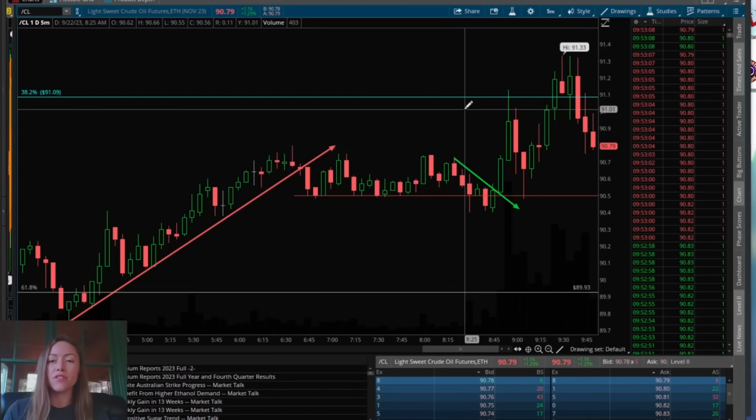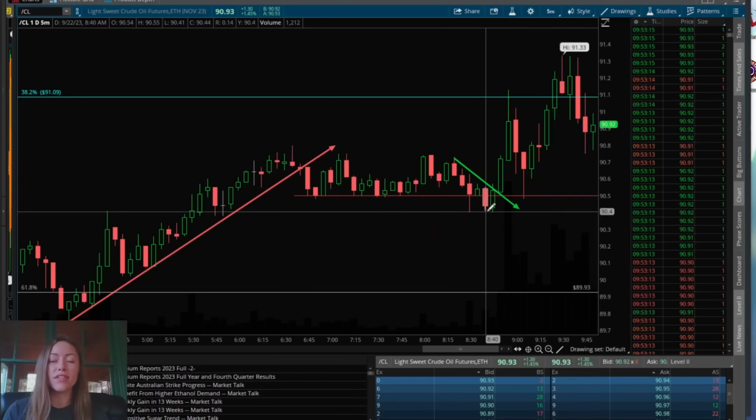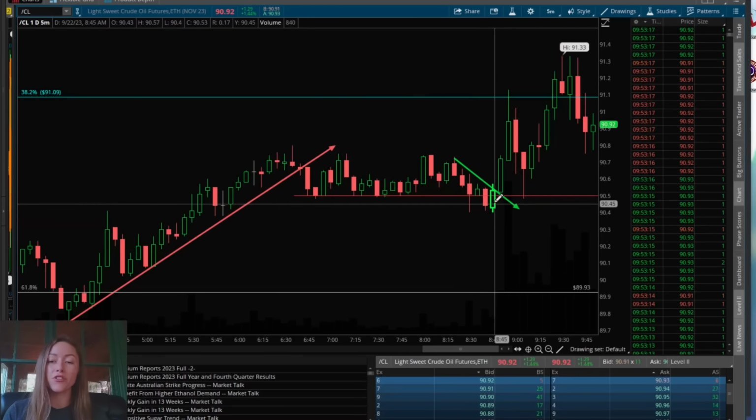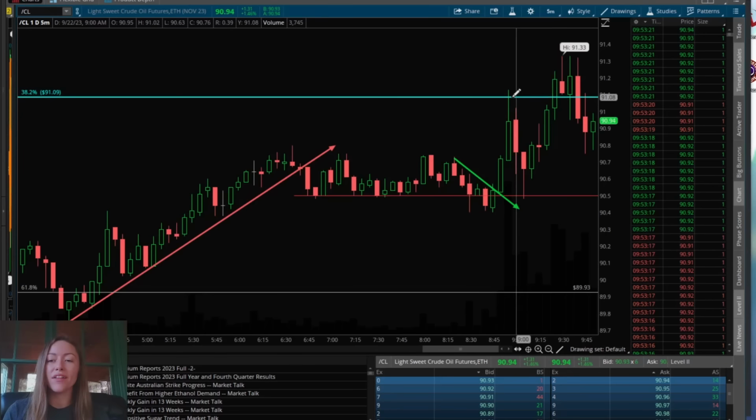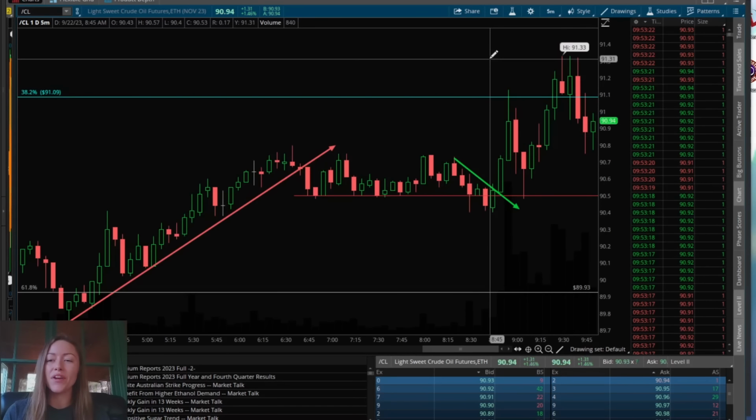It was literally just using basic support and resistance. It was also using understanding of price action and liquidity grabs, which this again was a liquidity grab, a bear trap, and that propelled it upwards to my Fib elevator strategy, which was where I got 91.09.